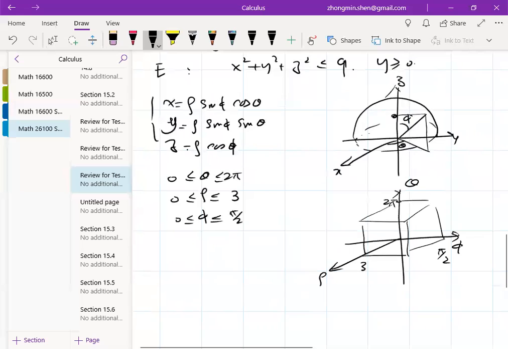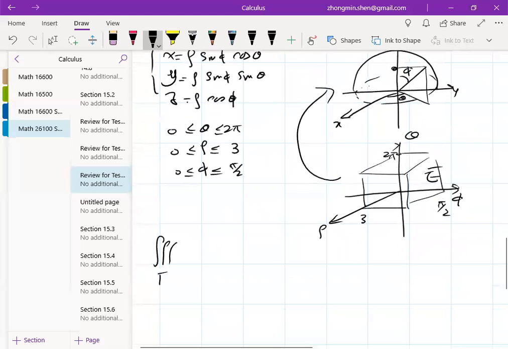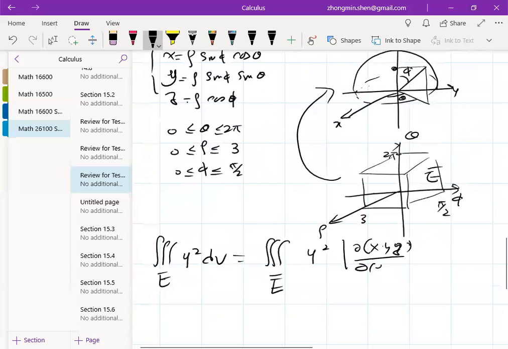So you have a map. This spherical coordinates actually gives a map sent from here to here. If this is called E, then that will be E bar. So the idea is this triple integral of y squared dV is going to be the triple integral over E bar. This is still y squared, but don't forget there is the derivative of this map in rho, phi and theta, and this will be dV bar, so it's in the new system.